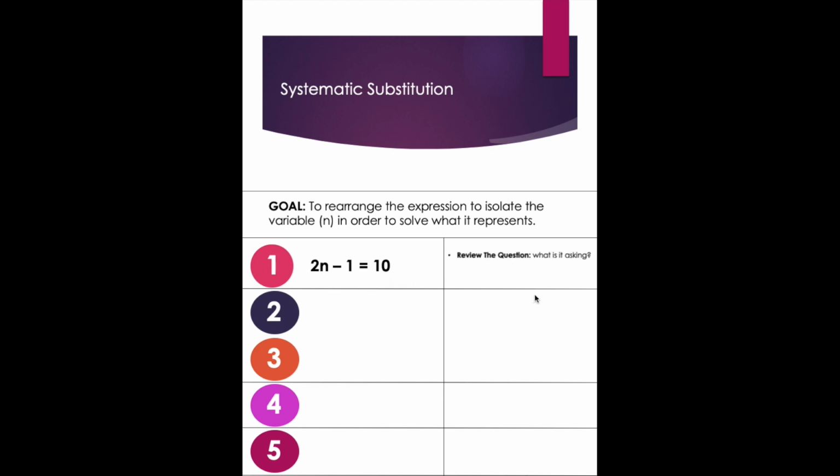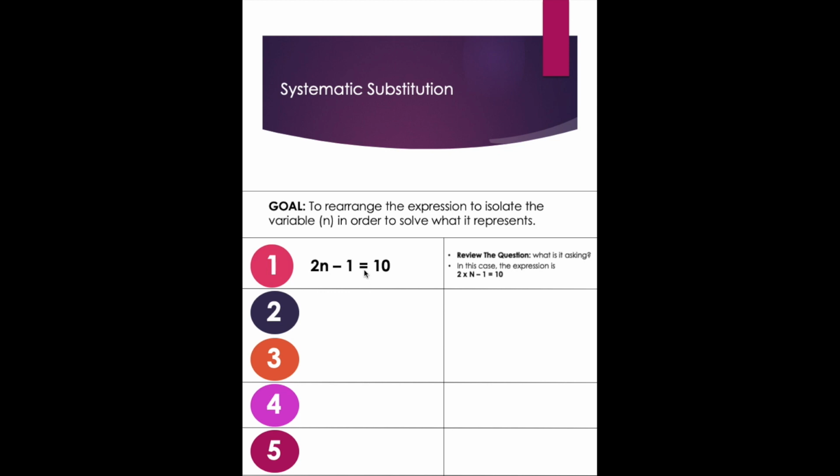So our first step is to review the question. We have to understand what it is asking. 2n minus 1 equals 10. In this case, the expression 2n, any number beside a variable, means multiply, just like a number beside a bracket means multiply. So 2n means 2 times a number, minus 1, equals 10.